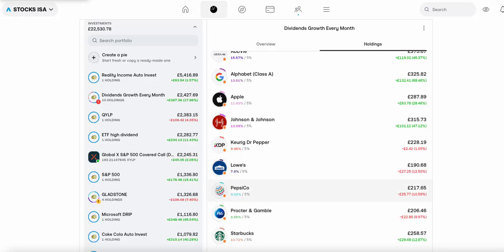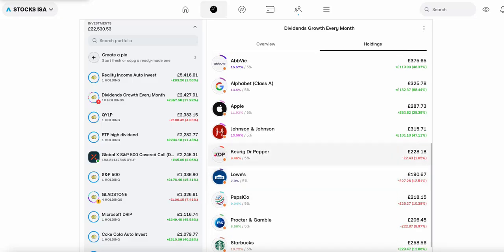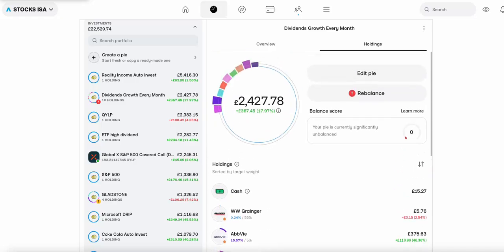They're all pretty much consumable companies, and they're all pretty much, like I said, growth stocks. They grow in the long term, so that's the goal with here. It's more of a growth pie, but at the same time I want to earn dividends. Those dividends reinvest and just keep growing this portfolio. So as you can see, we're currently up 18%, £369.